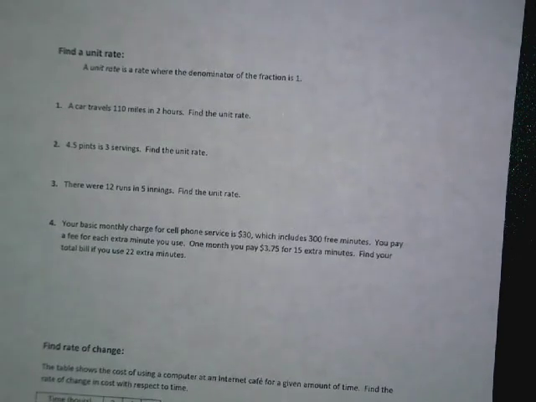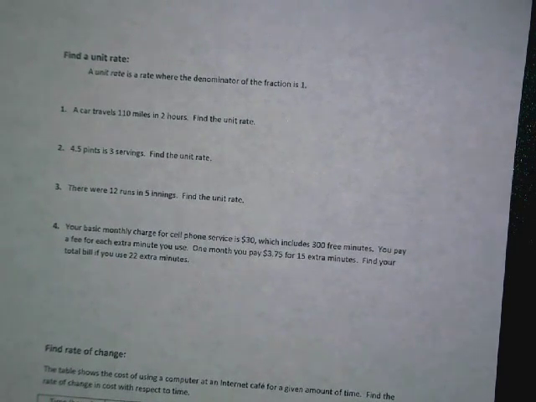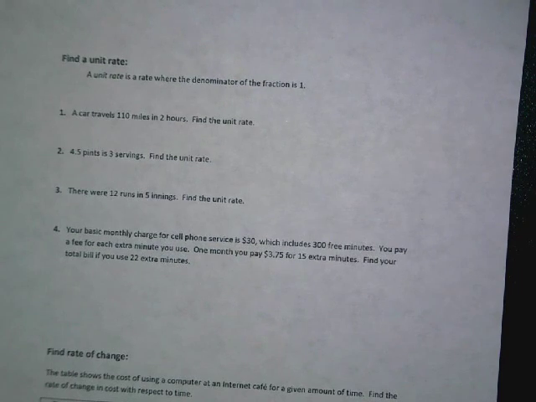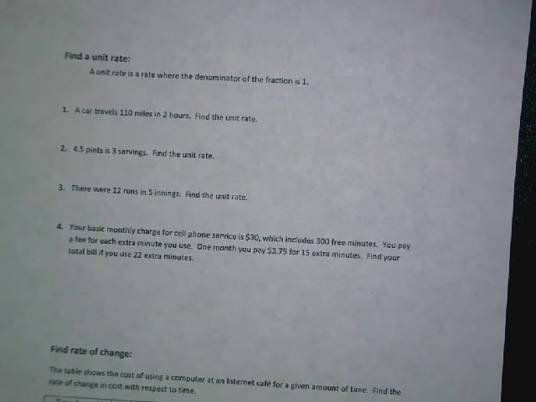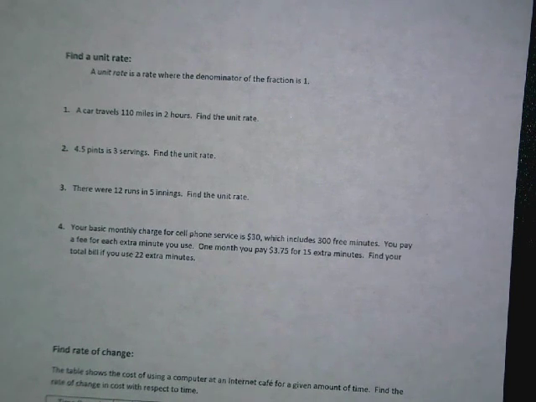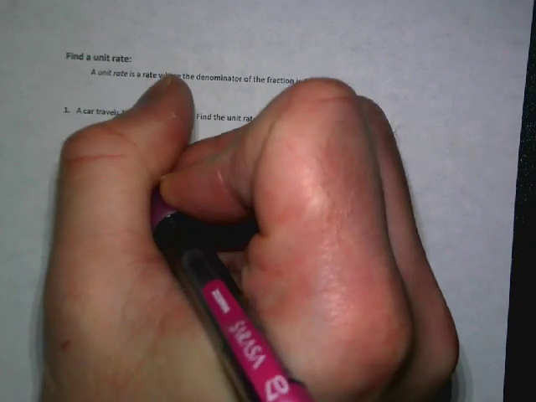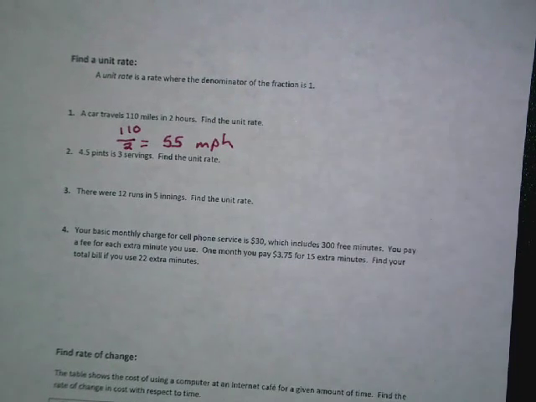Next, we're going to look at something called unit rate. Unit rate is a rate where the denominator of the fraction is 1. In other words, we're going to be given a situation in different units, and we want to find out how much would it be per 1 unit. If we look at number 1, it says a car travels 110 miles in 2 hours. Find the unit rate. In other words, we want to find out how much it'll travel in 1 hour. So all you're doing is dividing. 110 divided by 2, and we get 55 miles per hour. That should be your unit rate.